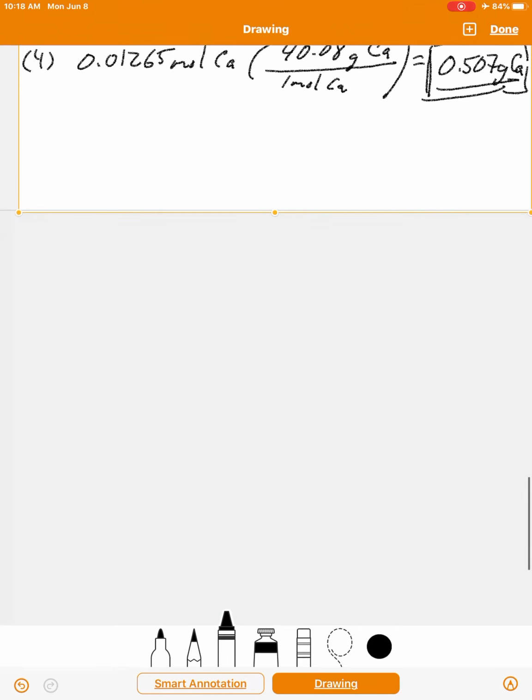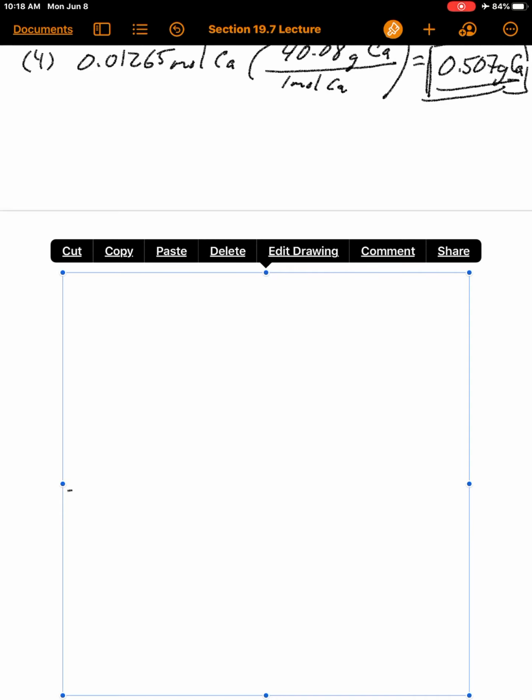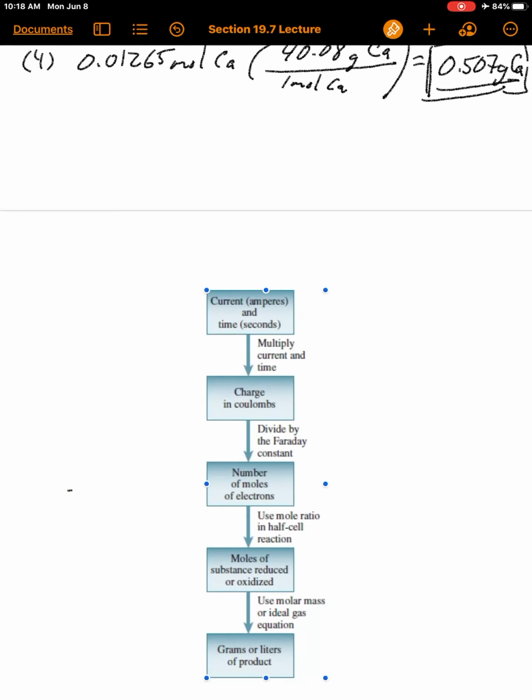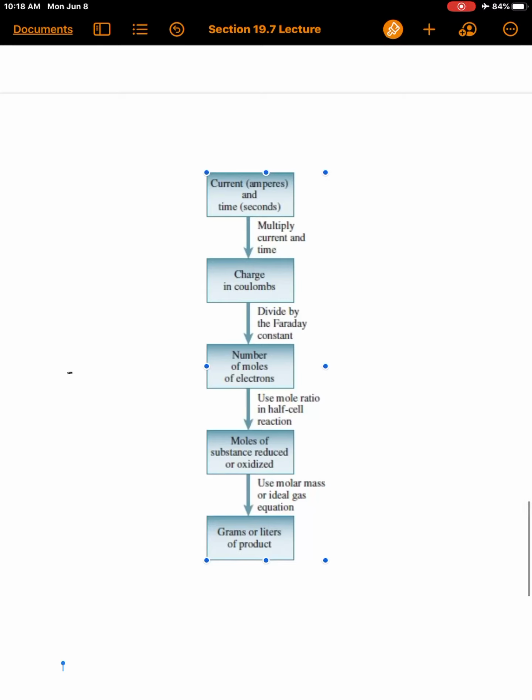Now, let me come back over here and let me see if I can do this over here. There we go. There's our little image that I wanted to show you. This is from your textbook. So here's what the typical problem is. They give you the current in amperes and the time in seconds. You multiply the current by the time to get the charge. That gives you the charge in coulombs. You divide it by Faraday's constant, right? 96,485 or 96,500. That gives you the moles of electrons.